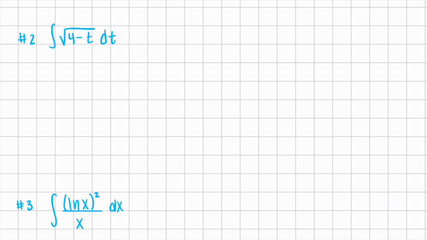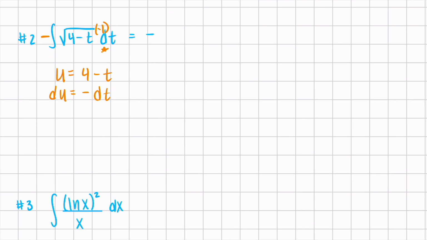Next problem, I know how to integrate a radical, but not when there's a 4 minus t in there. So I'm going to make u equal to 4 minus t. That means du is going to be negative dt. So I have positive dt right here, or just dt. So I'm going to multiply it by negative 1, which means I also need to put a negative out front because I want to make sure I'm multiplying by 1.